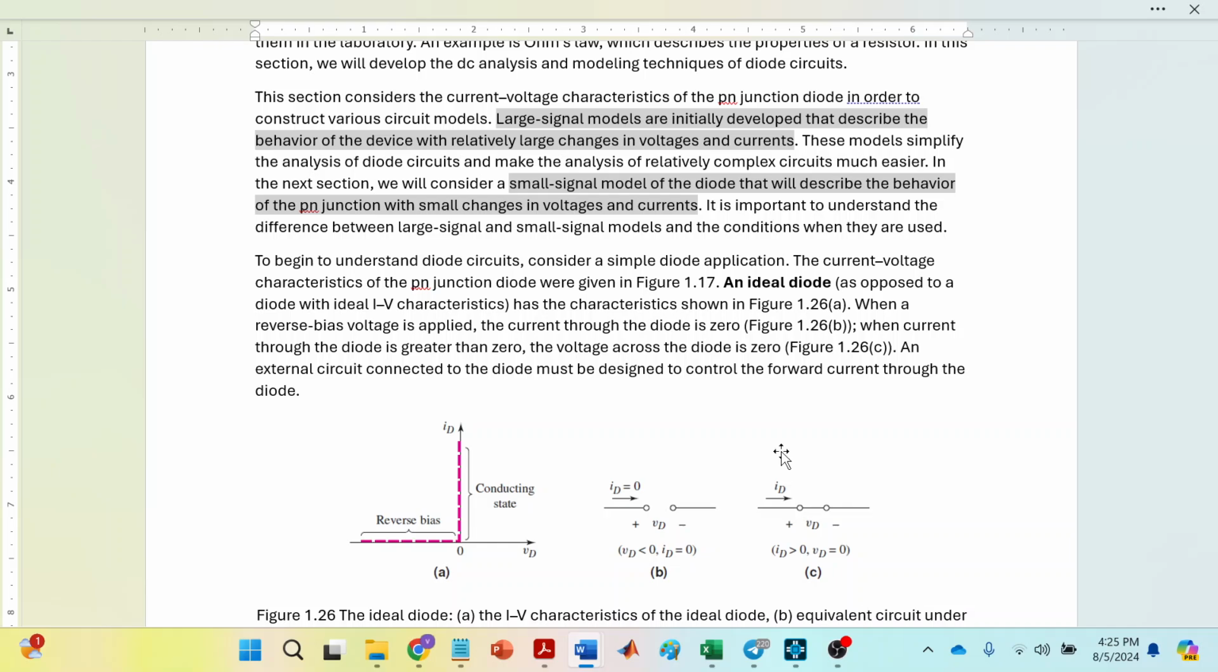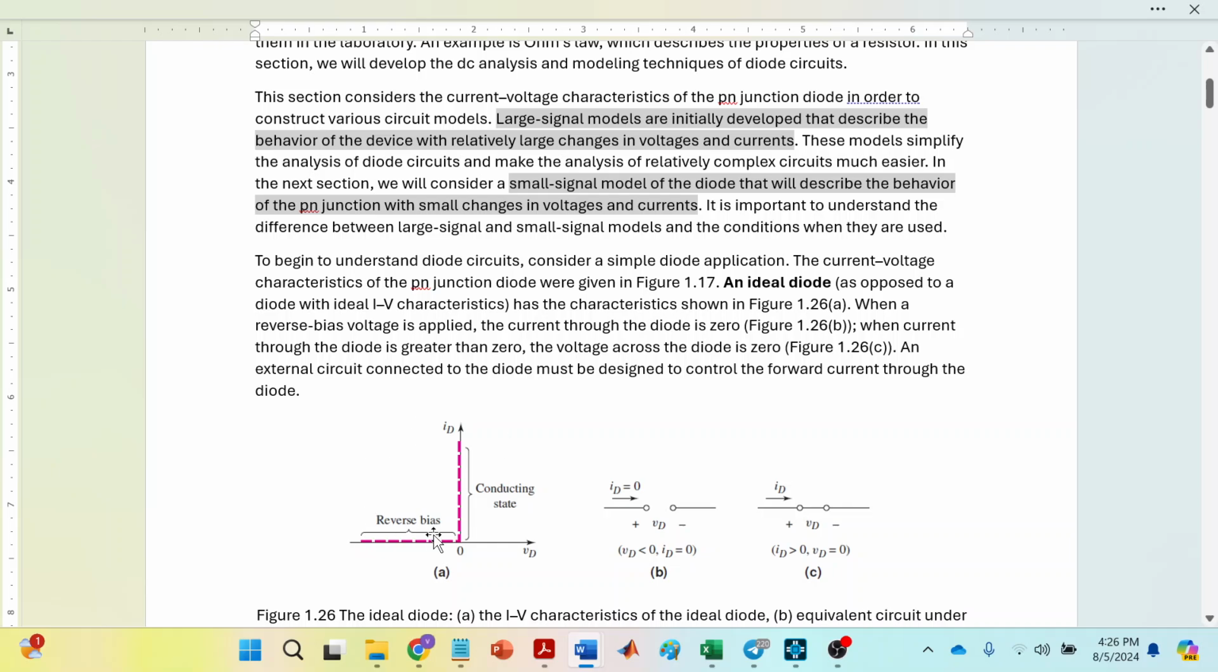So the ideal diode is a diode that has this IV characteristic. When reverse bias voltage is applied, there is no current flowing, so it's essentially an open circuit. But when it is forward biased, so when the current through the diode is greater than 0, the voltage drop across the diode is 0. So when it is a short circuit, the voltage drop across the diode is 0. So this is the ideal diode.